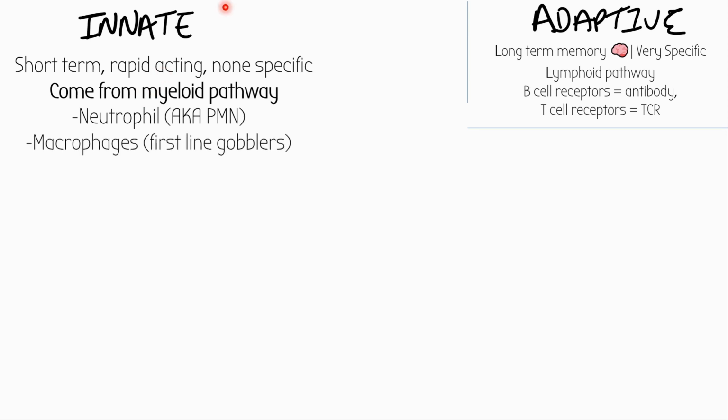There's macrophages, which are obviously our first-line gobblers. Neutrophils are also gobblers, but primed more towards bacteria. And then dendritic cells, they're the snitches.